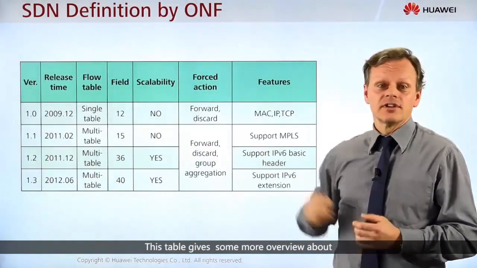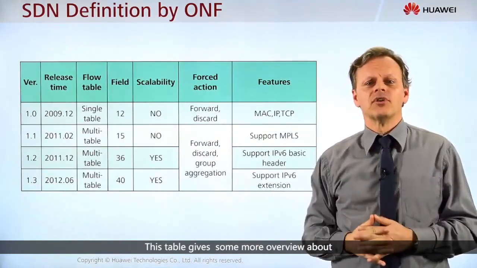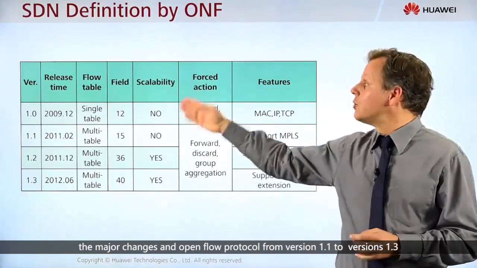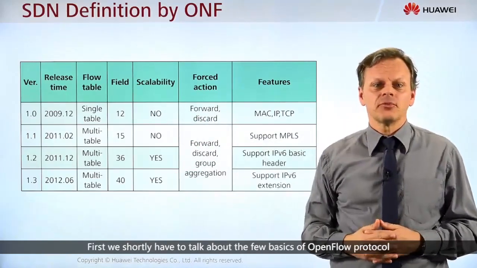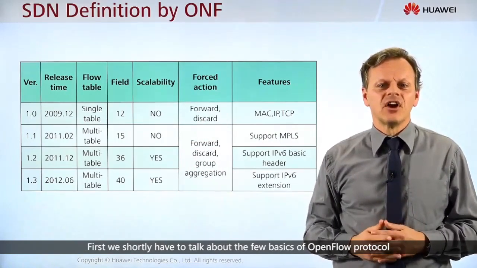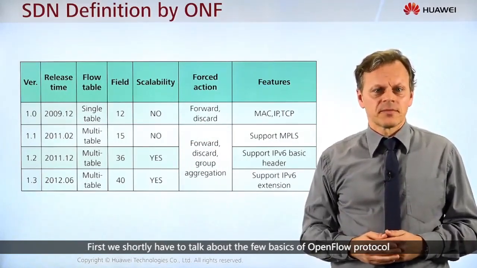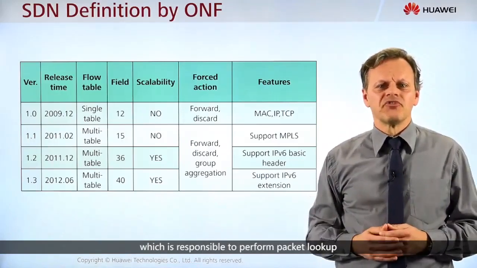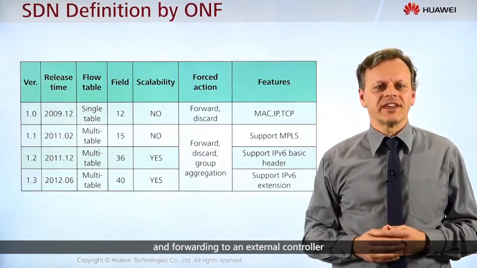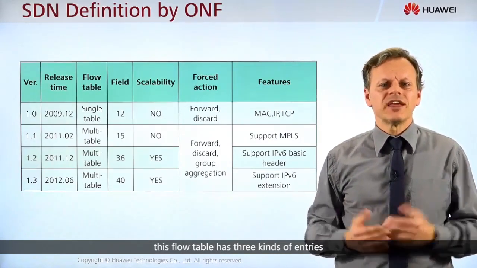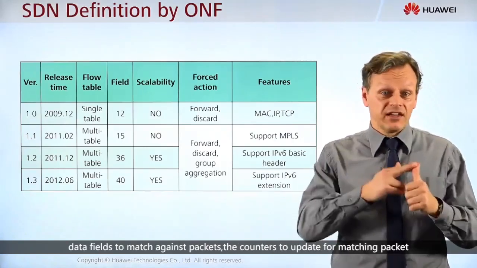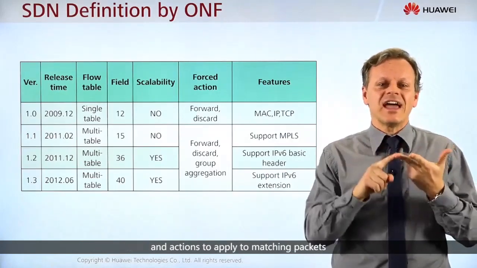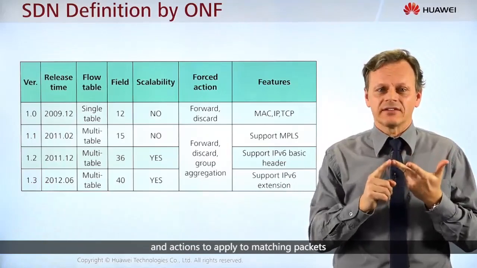This table now gives some more overview about the major changes in the OpenFlow protocol from version 1.1 to version 1.3. First, we shortly have to talk about a few basics of the OpenFlow protocol. An OpenFlow switch consists of a flow table, which is responsible for performing packet lookup and forwarding to an external controller. This flow table has three kinds of entries: header fields to match against packets, counters to update for matching packets, and actions to apply to matching packets.